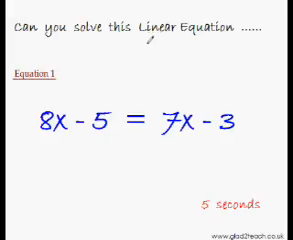Now we will be doing linear equations in more detail. And hopefully after watching this video, you'll be able to do any linear equation you ever come across in just a few seconds. So, can you solve this linear equation in 5 seconds? I'm sure that you can, so please give it a try.